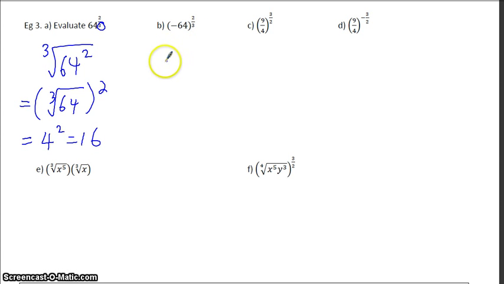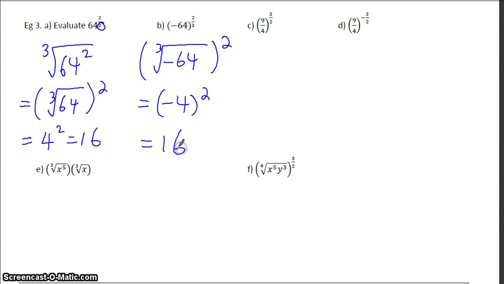Now, when you have a negative, you do the same thing. You can take the cube root of a negative number. You can't take a square root of a negative number, but you can take a cube root of a negative number. So I'll do the cube root first, which becomes negative 4, and then square. The final answer is positive 16 as well. Okay, so for this one.